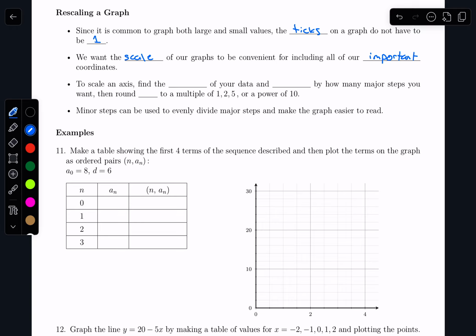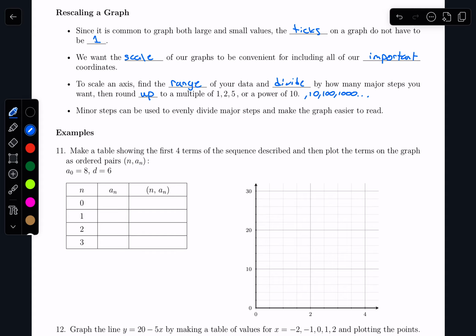All right, so now this next bullet point is really just a guideline. It says to scale an axis, find the range of your data, which is how far spread out is your data. So from 0 to what? How far do we go? So find the range of your data and divide by however many major steps you want, and then round up to a multiple of 1, 2, 5, or some power of 10, which would mean 10, 100, 1000, and so on. Okay, so now what does that mean? All right, well, real quick, let's do the next bullet point.